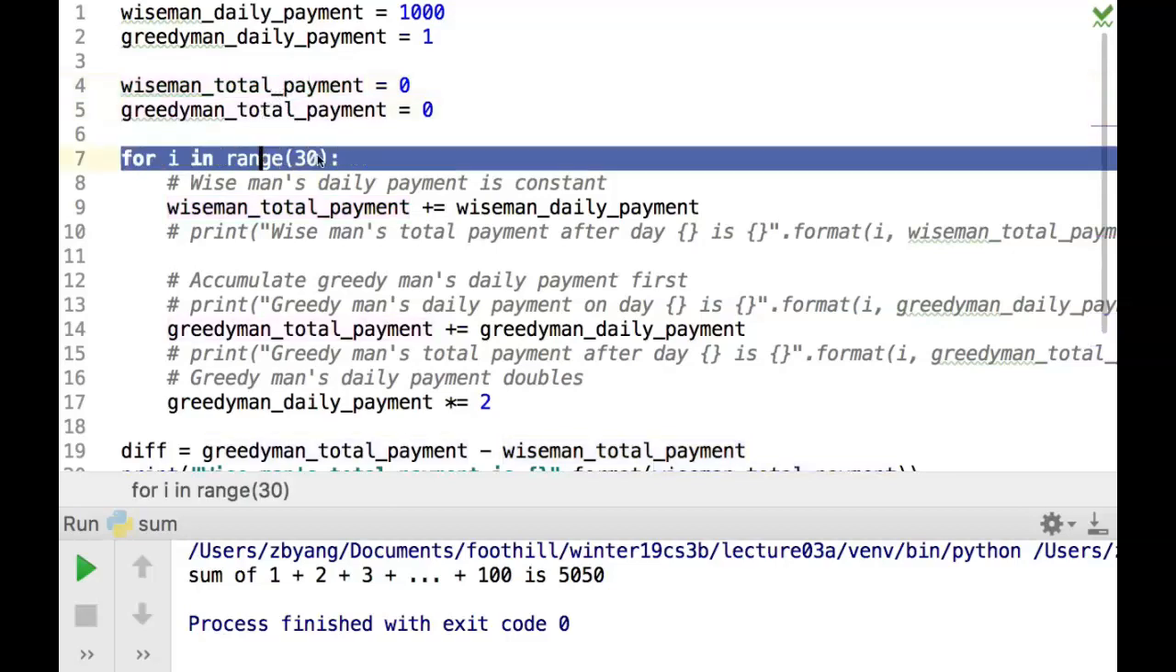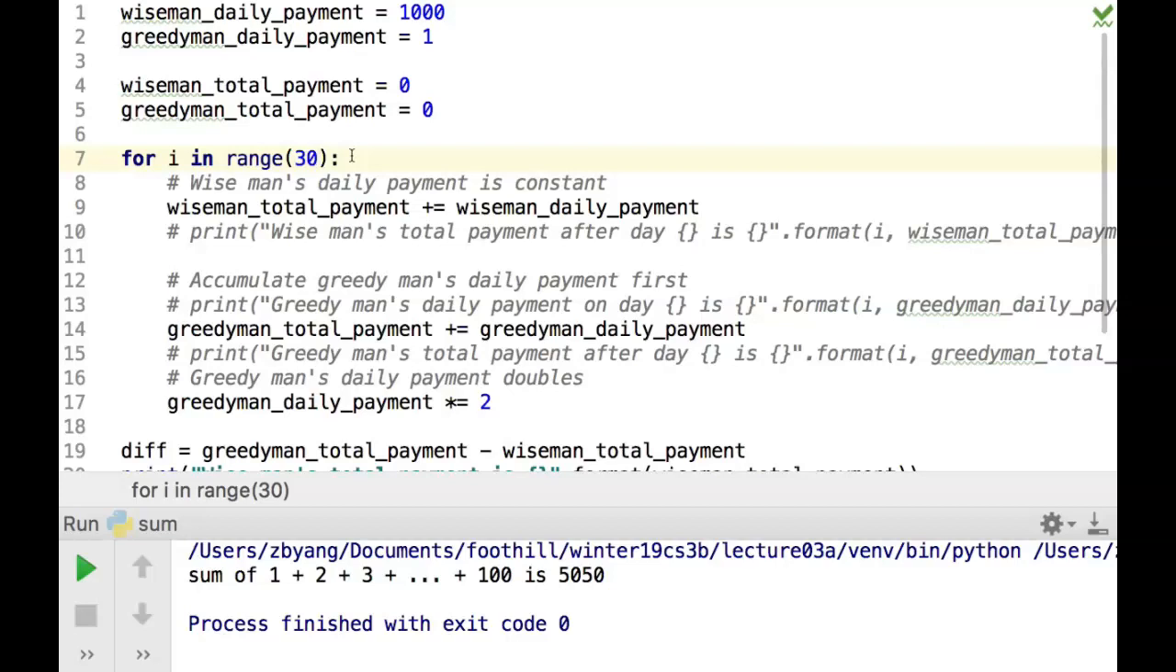Next, because they're going to do this for 30 days, I'm going to say for in range up to 30 days, we're going to do this 30 times. So what happens to the wise man's total? Well, the wise man's total is incremented by the daily payment every day, right? So that's what I do here. Just increment the wise man's total payment. The same thing for the greedy man's total payment, that it's incremented by his daily payment.